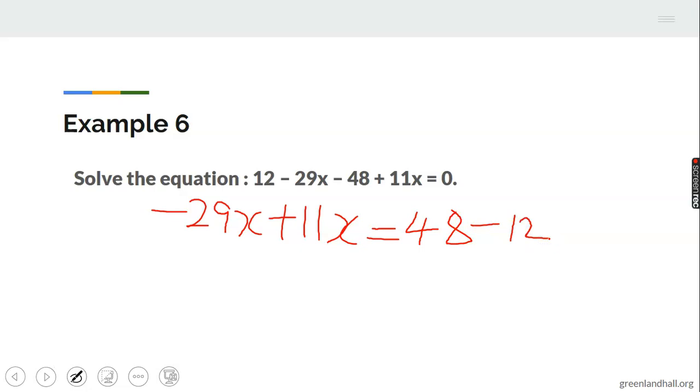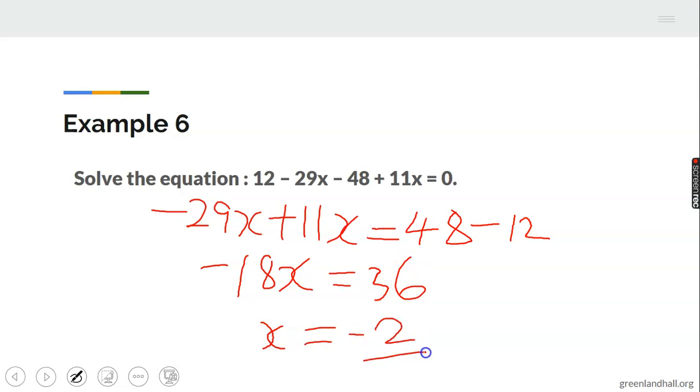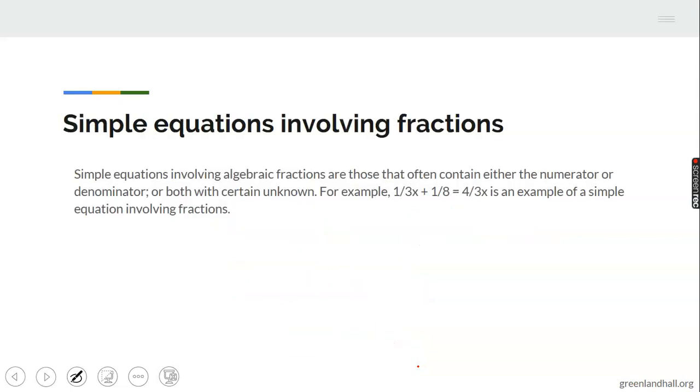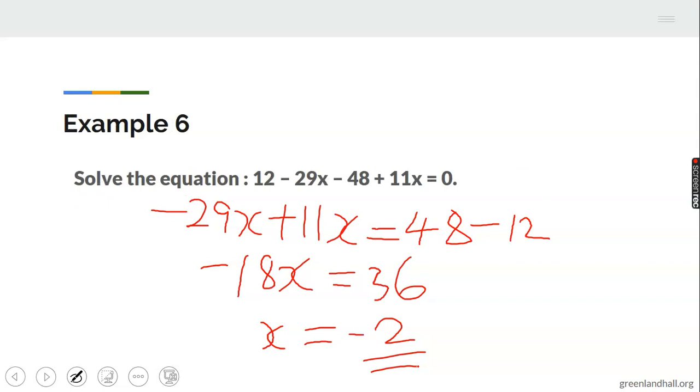Let's do this. This will be minus 18x equals 48 minus 12. That will be what? 36. Divide both sides by minus 18. That will be x equals minus 2. I don't need to explain that again. You understand how it comes by. So you divide both sides by minus 18. Give you minus 2.